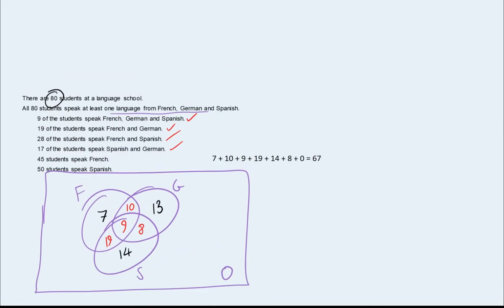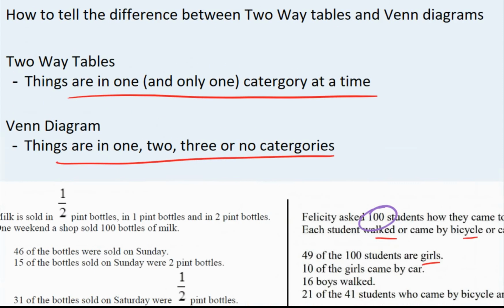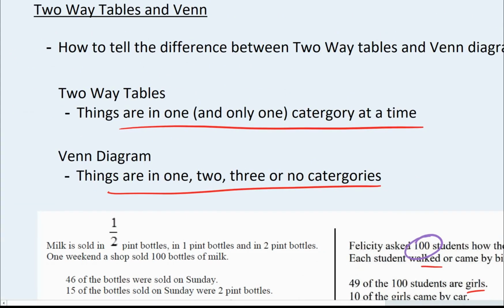And that is it. If you look in the description, there are some questions to try. And again, for each one, be really careful working out whether you're going to draw a two-way table or a Venn diagram. If you get the wrong one, things just will not work and not fit together. Okay, I hope that helped, and thanks for listening.